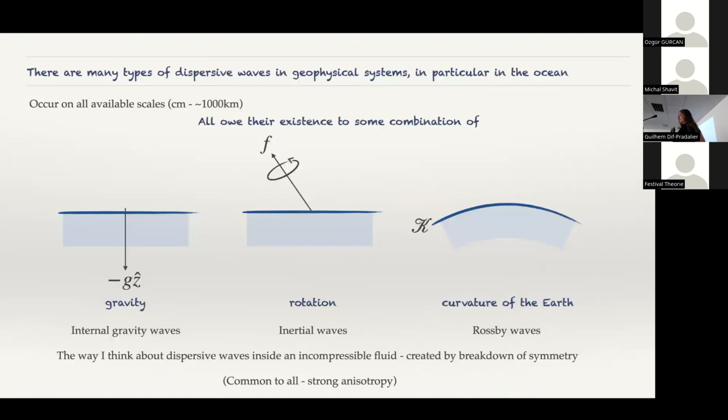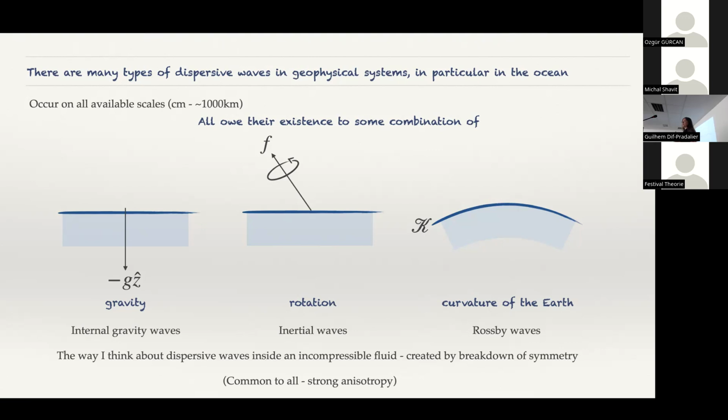Okay. So internal gravity waves are a particular type of dispersive waves that appear in many geophysical systems, also in the ocean. There are many types of dispersive waves in geophysical systems, and they can occur on all available scales, from centimeters to thousands of kilometers, but they all owe their existence to some combination of gravity, rotation, and curvature of the Earth.